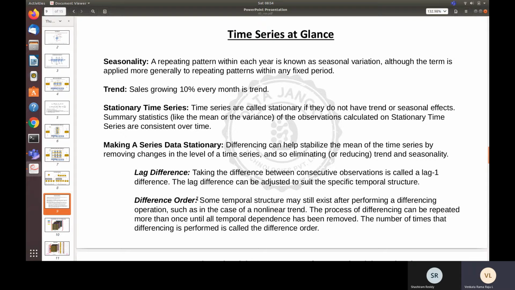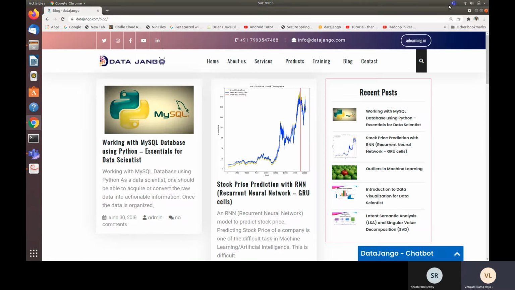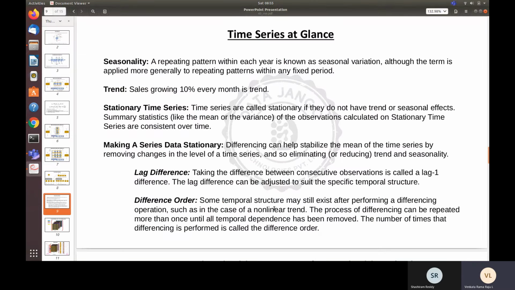Okay, and differencing order. For some temporal structures, meaning these kinds of time series structures, we may have to take differences multiple times. You take the difference between first one, second one, third one, fourth one, like that, n minus 1 and n. That is one level of difference. And then on those differences you take differences again: second difference minus first difference, third difference minus second difference, like that. So you take the difference multiple times. You call it the differencing order.